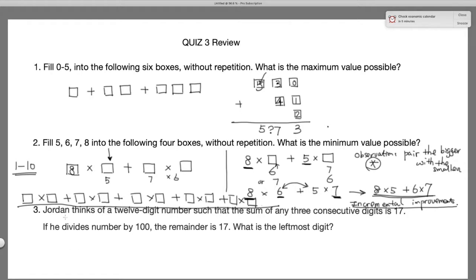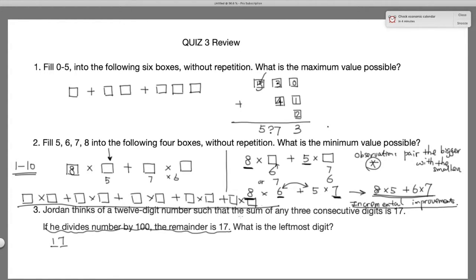Jordan thinks of a 12-digit number such that the sum of any 3 consecutive digits is 17. If he divides the number by 100, the remainder is 17. What is the leftmost digit? So make sure you understand this. When he divides a number by 100, the remainder is 17. What does that mean? It means that the last 2 digits are 17.